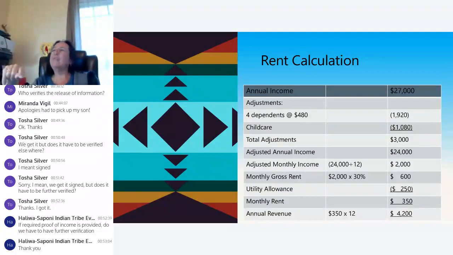In this case, they provide a utility allowance of $250 a month. Now the rent has gone from $600 to $350 a month. The annual revenue, if you collect everything that this family owes you throughout the year, you will collect $4,200 off of that unit for the year, okay? That's if you collect it all, which is not often.